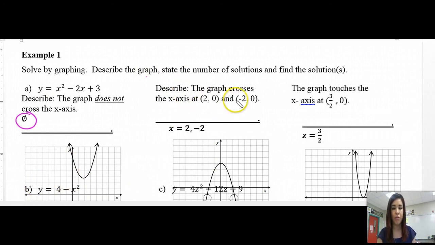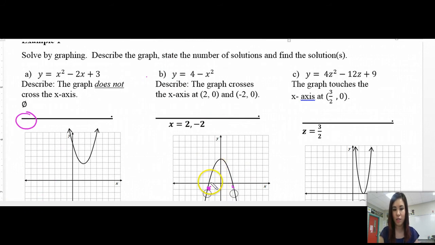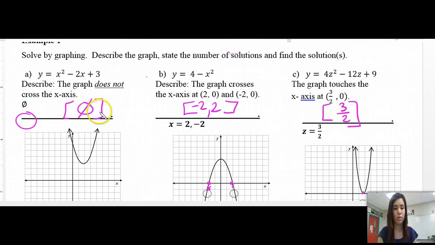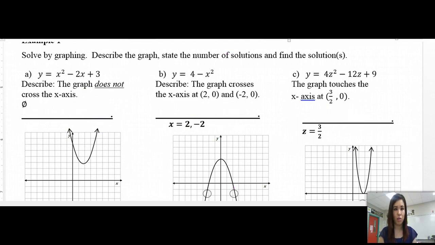Okay, now if I graph this one, it's crossing here at 2 and at -2, at both of those. So to write the solutions, we're going to write it like this with brackets. My solutions are -2 and 2. And then here we have just one solution. It's crossing at 3/2. So my solution would be 3/2. And this one, since it didn't have any, we write the null set. And that means that there are no solutions for that particular one.